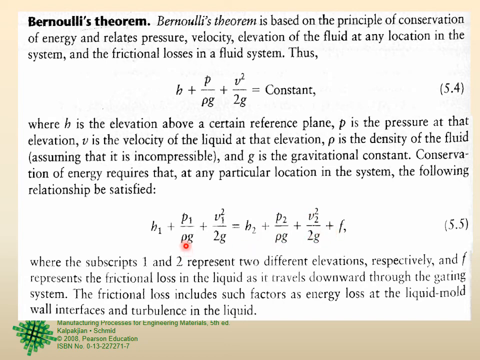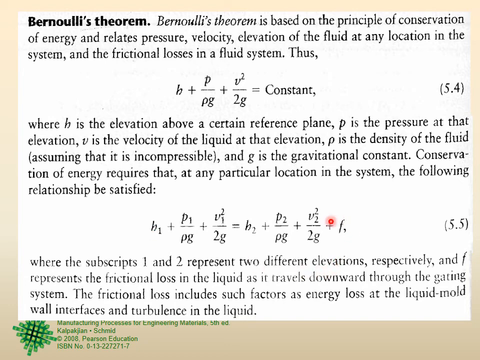Why is rho not rho 1, rho 2? Because it is the same liquid. If it is the same material, then the density of the material is the same, the constant is the same. So there is no 1 or 2 here. But in the height, the position here is different, the position there is different. The pressure there may be different, the pressure here may be different. The velocity at that location may be different, the velocity at this location may be different.